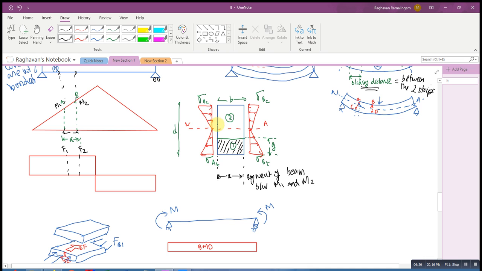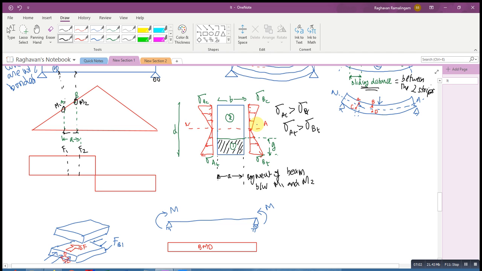And so here the moment is lesser, which means the stresses on this side of the segment will be lesser. Here the moment is more, so the stresses on this side of the segment will be more. So what I mean to say is sigma AC will be greater than sigma BC, and sigma AT will be greater than sigma BT, C and T for compression and tension.